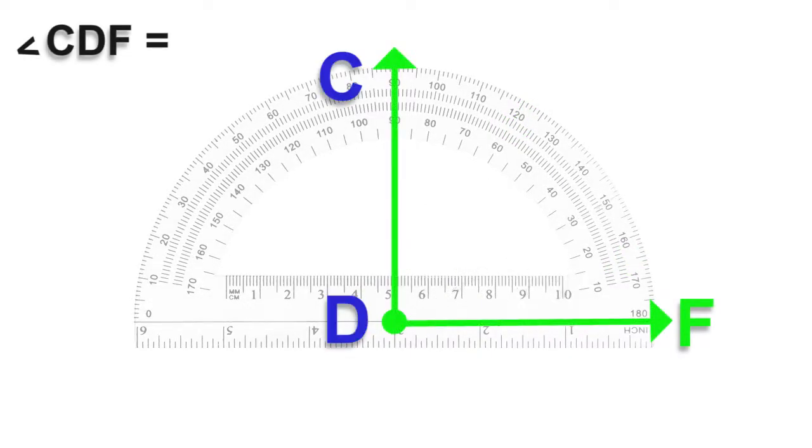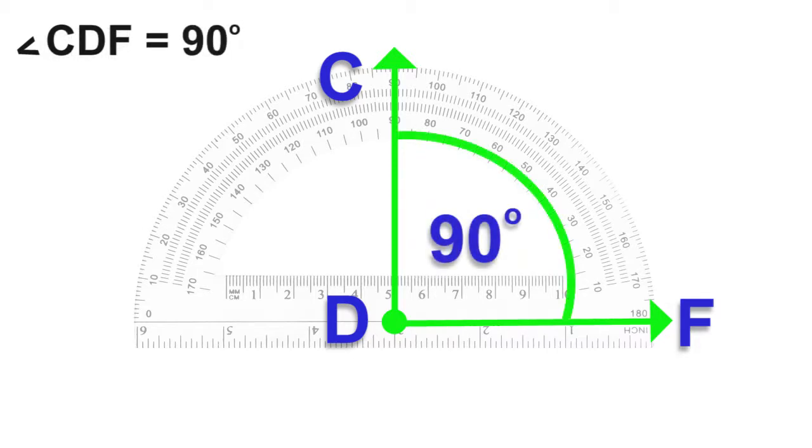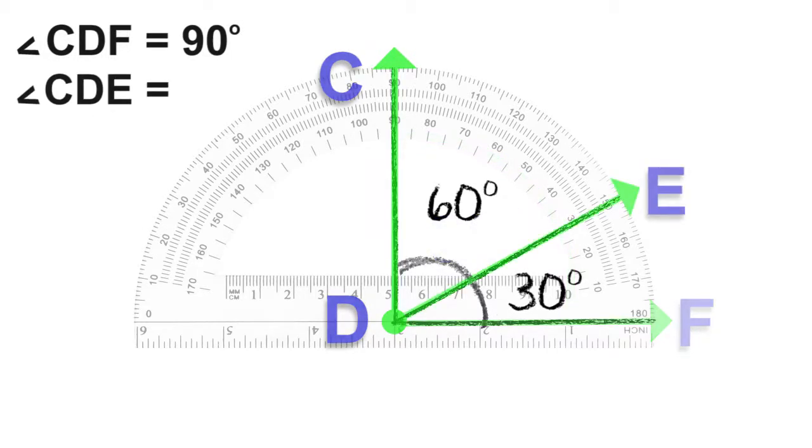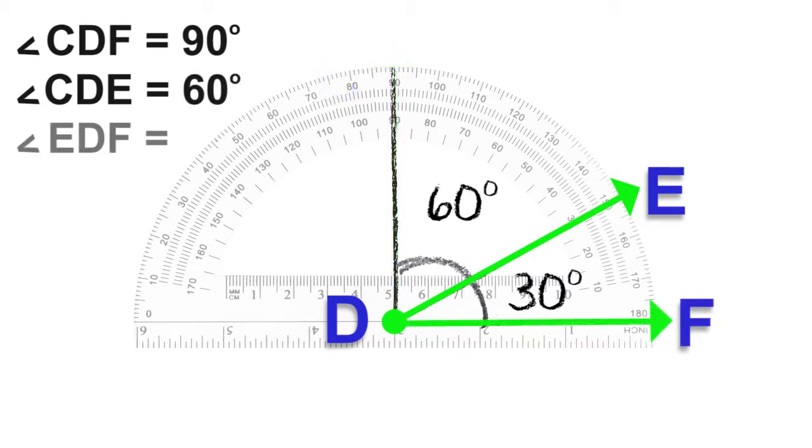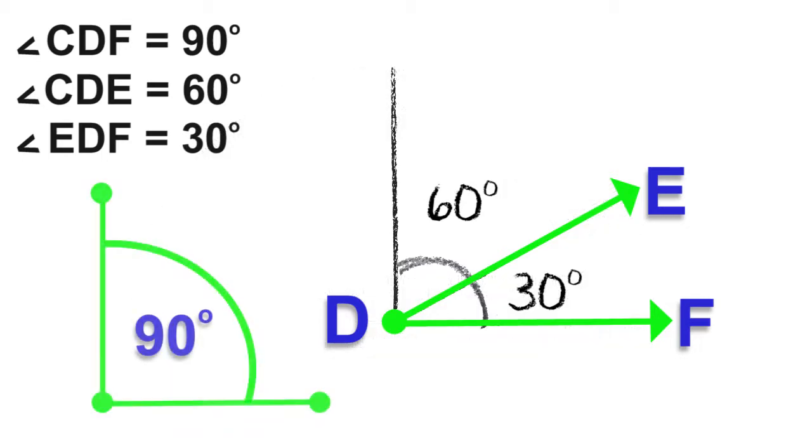Angle CDF equals 90 degrees. We can see the angle CDE equals 60 degrees. Angle EDF equals 30 degrees. And together the two angles equal 90 degrees.